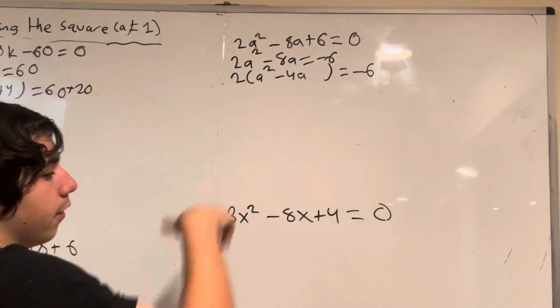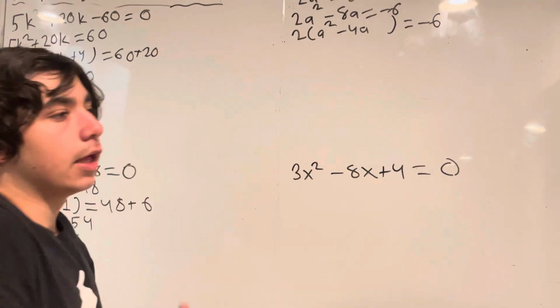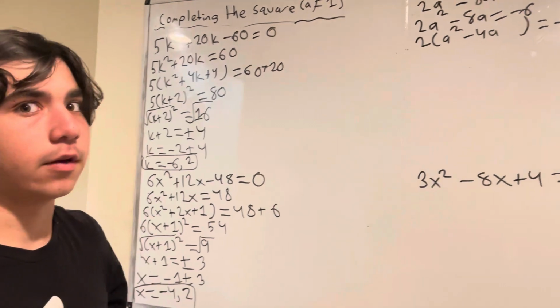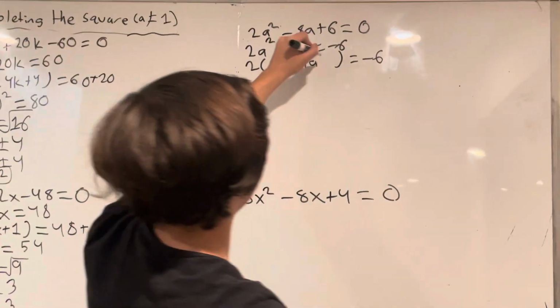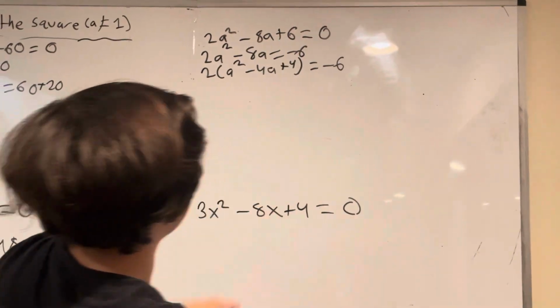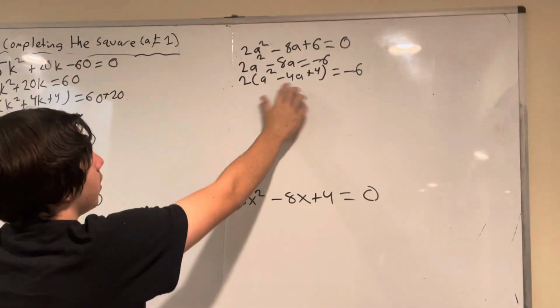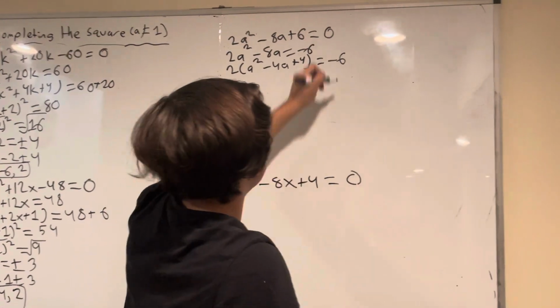Take this and divide it by 2 and square it. Negative 4 divided by 2 is negative 2, and negative 2 squared is 4. So we add 4 here, but we add an 8 here, because 2 times 4 is 8.